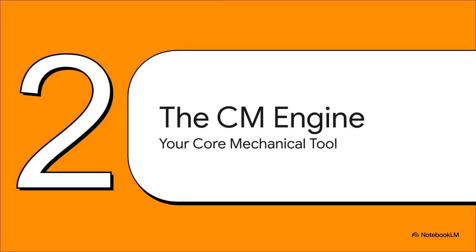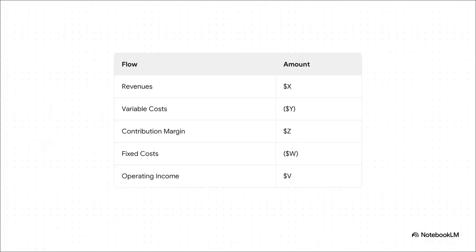Section 2, the contribution margin engine. So now that we know what CVP is, let's look at the core mechanical tool used to actually run this analysis, the contribution format income statement. Now, notice how this is fundamentally different from traditional financial accounting. Instead of grouping costs by traditional functions like manufacturing versus administrative, it groups costs strictly by their behavior. All the variable costs are grouped together, and all the fixed costs are grouped together.